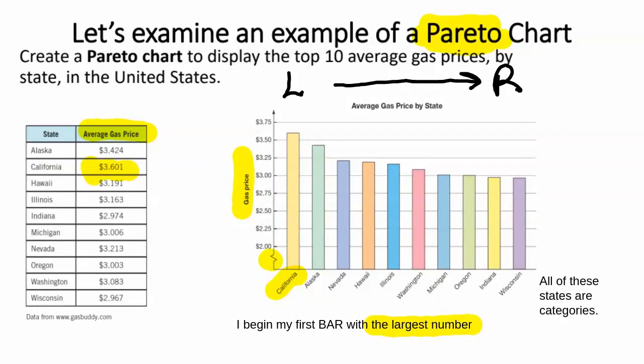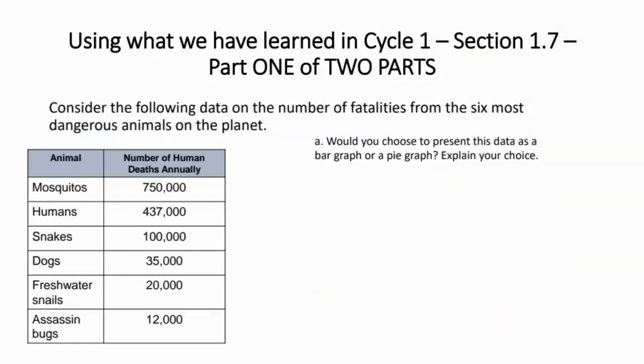Now, my last two slides are where we're going to be doing a bar graph. And here we go. Using what we learned in Cycle 1, Section 1.7. This is one of two slides. This has the first question, then there is the second question. Now, it says, consider the following data on the number of fatalities from 6 most dangerous animals on the planet.